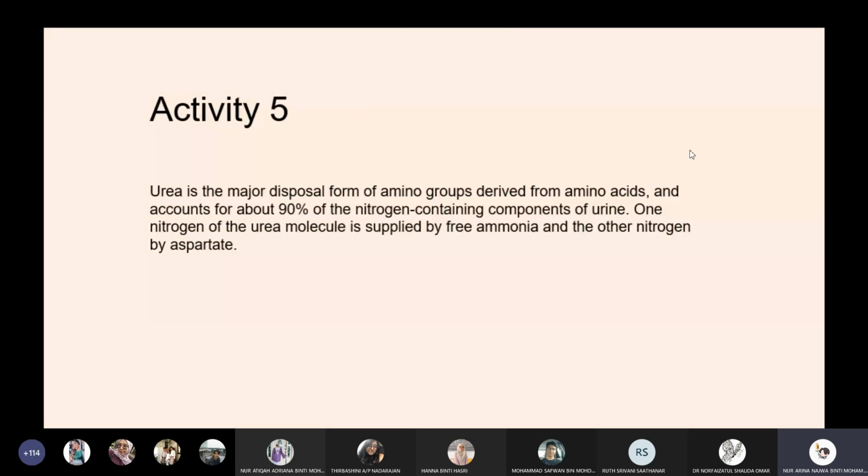Here the statement says that urea is a major disposal form of amino groups derived from amino acids and accounts for about 90% of the nitrogen-containing components of urine. One nitrogen of the urea molecule is supplied by free ammonia and the other nitrogen by aspartate. So we head on to the first question.